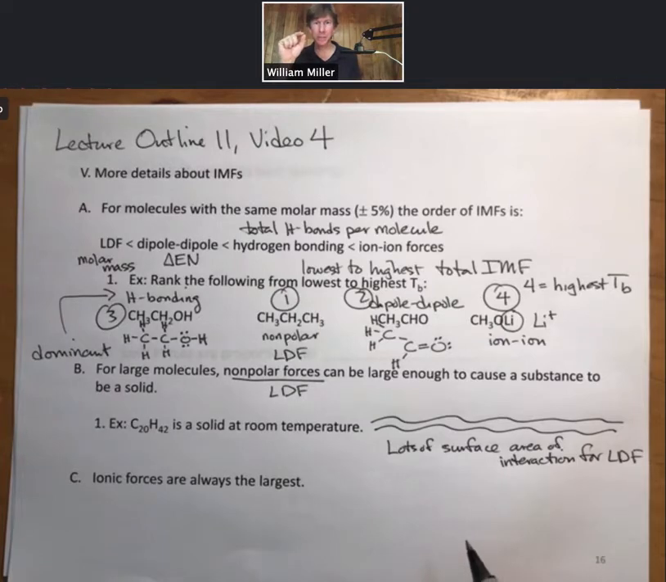On a per instance basis, LDF is the weakest, but just like we saw with DNA and hydrogen bonds, get enough of them together and you can turn nonpolar substances solid or have them be solid.